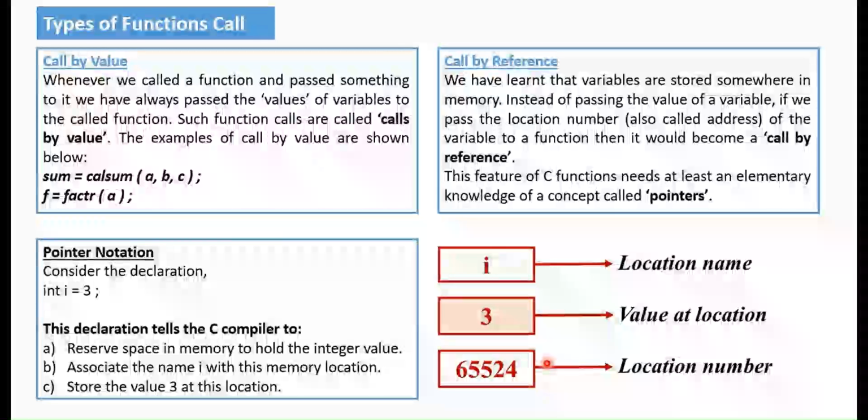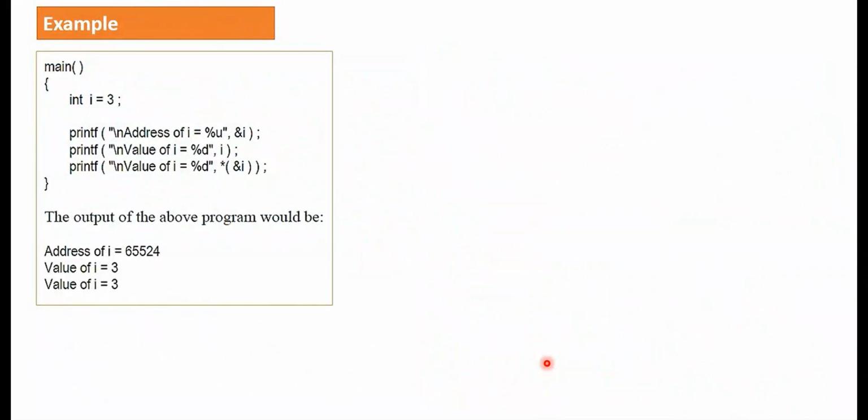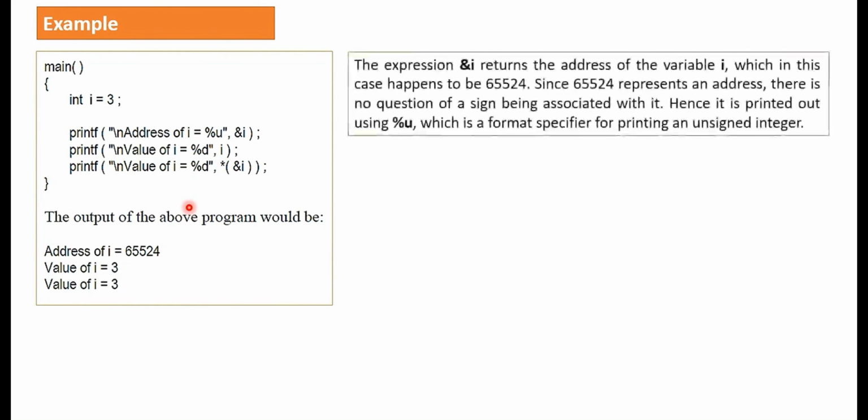Okay. Let's understand with an example. This is the main function. We have declared the same int i equal to 3 and we have printed some parameters like address and values. So the expression &i returns the address of the variable i, which in this case happened to be 65524. Remember, this address is just imaginary. Okay, it's not fixed. If you run this code in Code::Blocks, you'll find some other address.